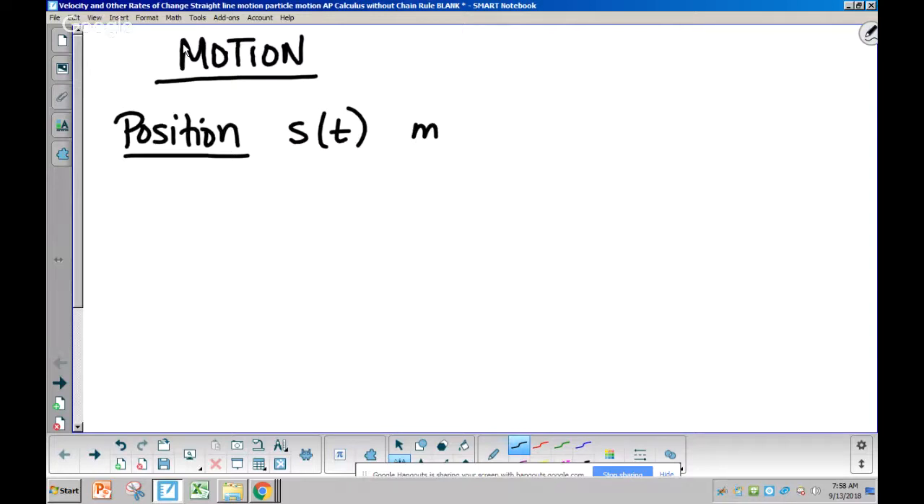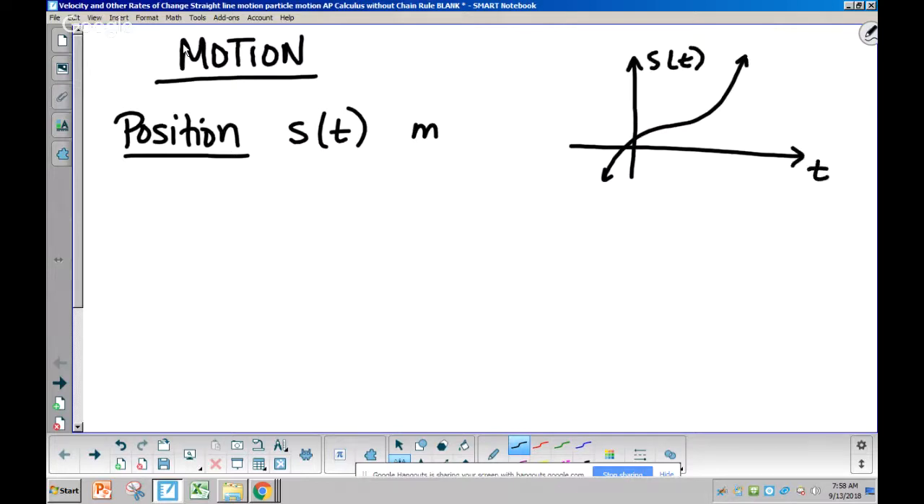Now, if I have some sort of position graph, and here it is, where I have s of t, the x-axis is in time, in seconds, and the y-axis is in position, in meters. If I were to take the derivative, or the instantaneous rate of change, of that position function, that's nothing more than the slope of the tangent line to the position function.